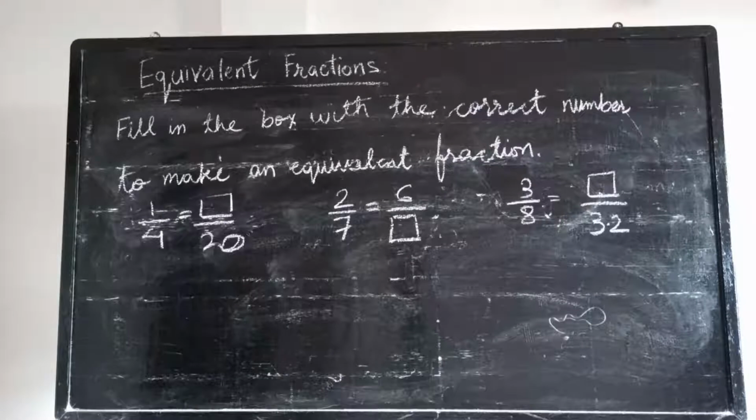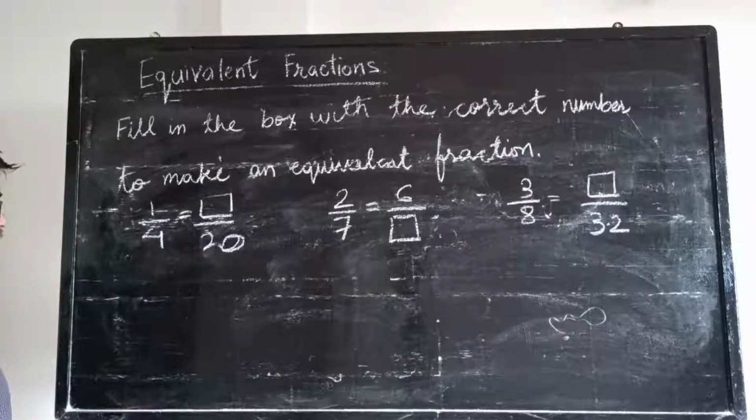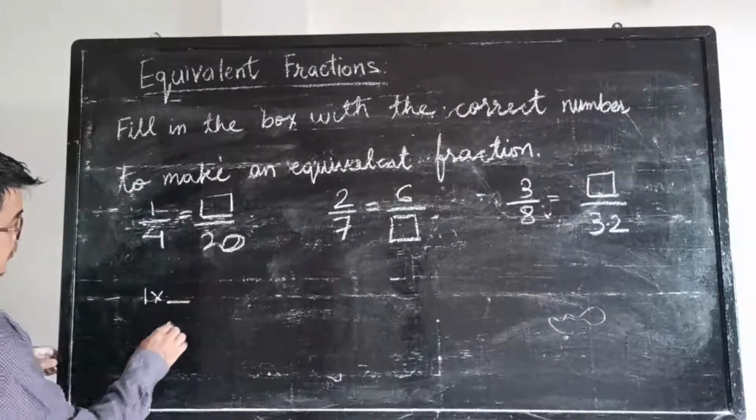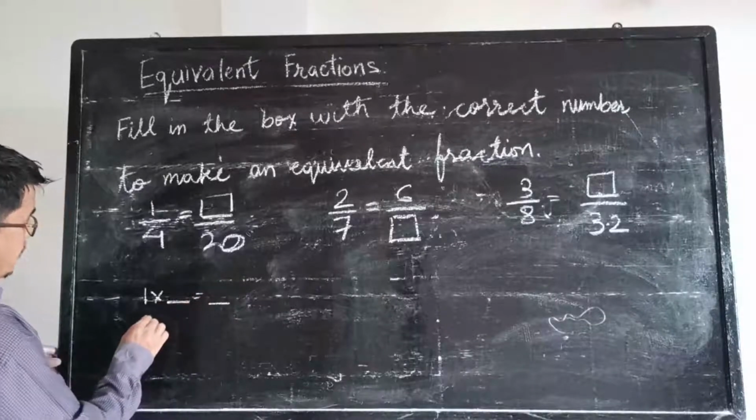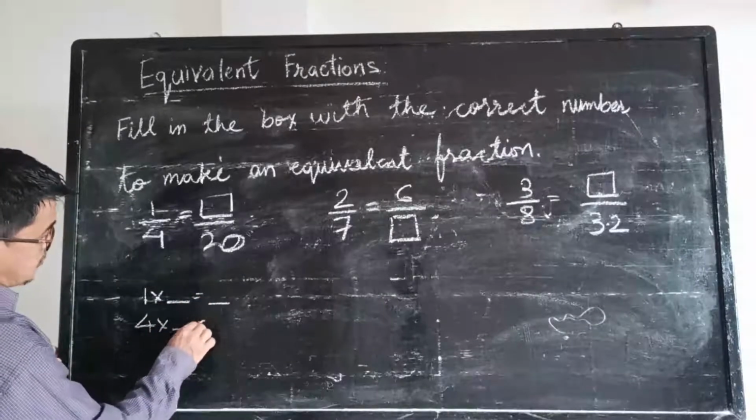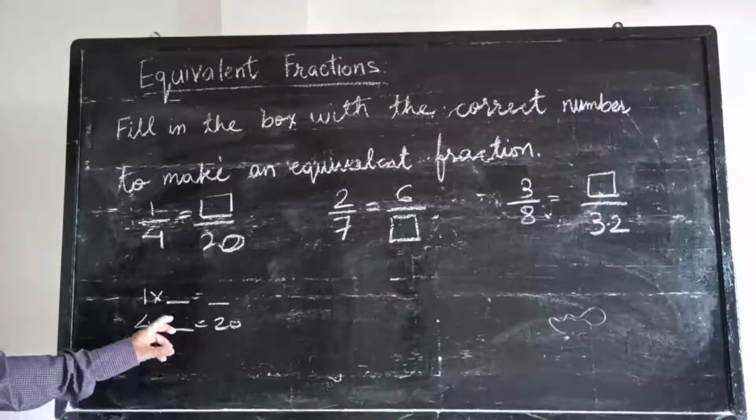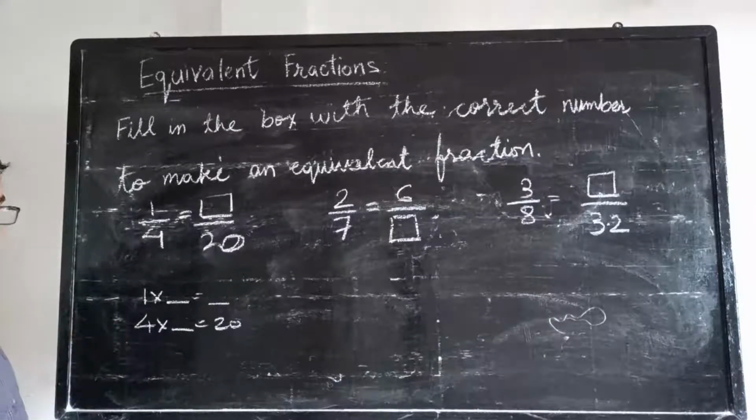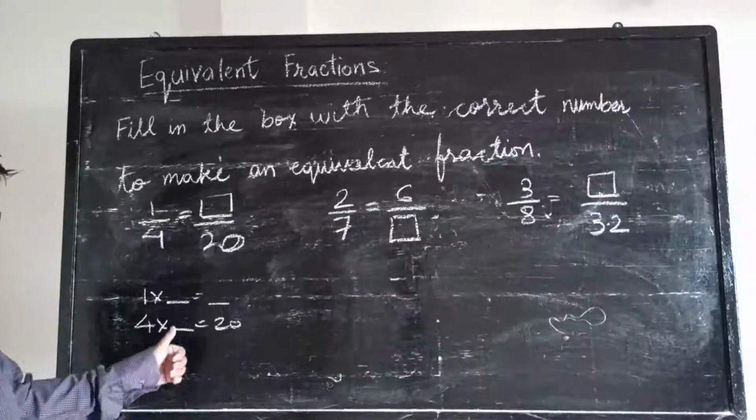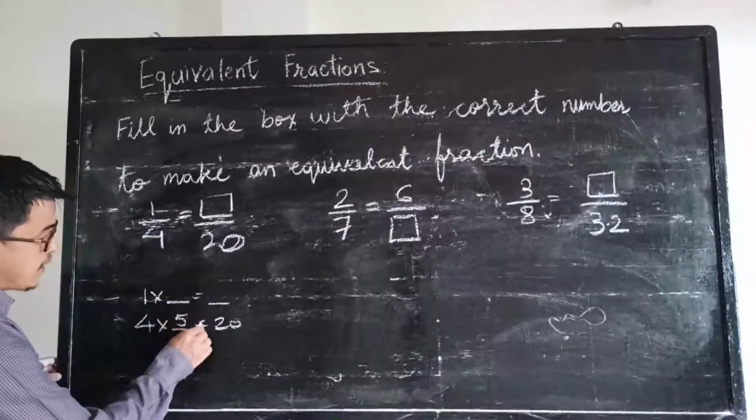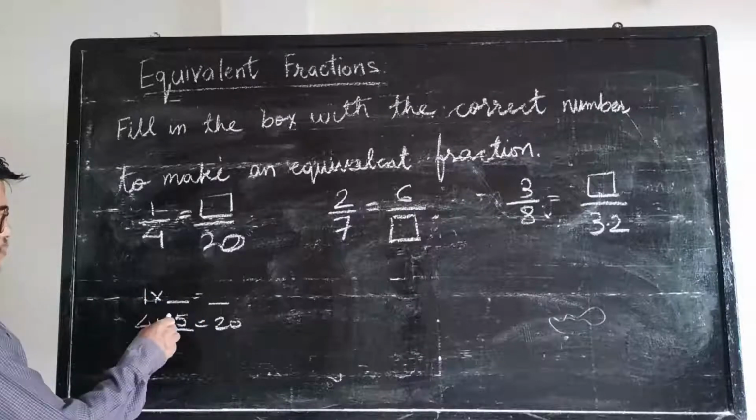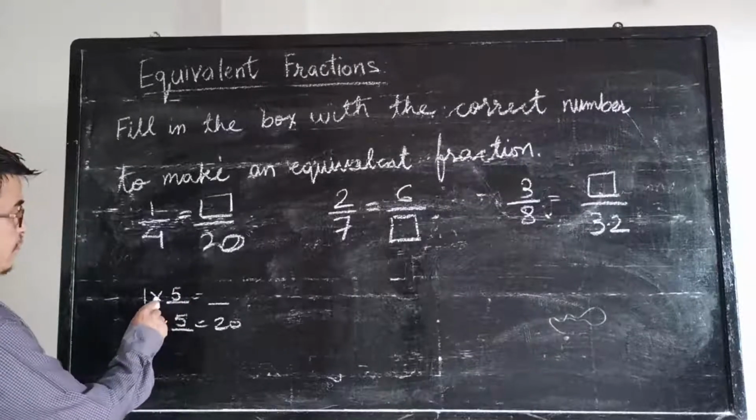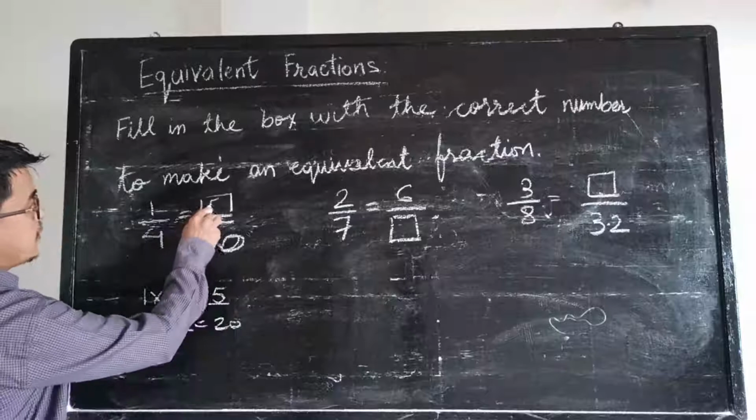Another example. 1 upon 4 is equal to dash upon 20. Now 4 into dash is equal to 20. You know 4 multiplied by something is equal to 20. 4 ones are 4, 4 twos are 8, 4 threes are 12, 4 fours are 16, 4 fives are 20. So you also multiply the numerator by the same number to make it an equivalent fraction. 5 ones are 5. In this box you write 5.